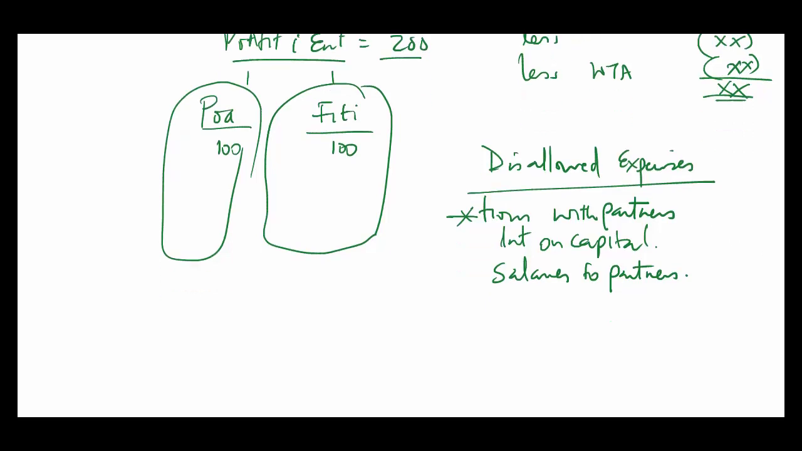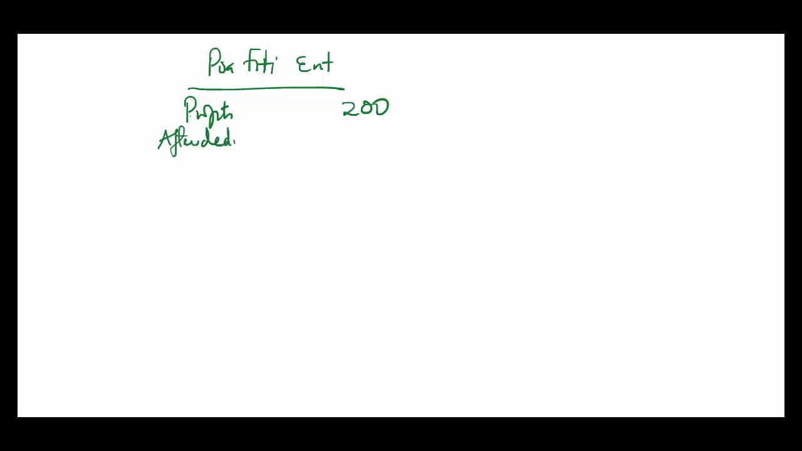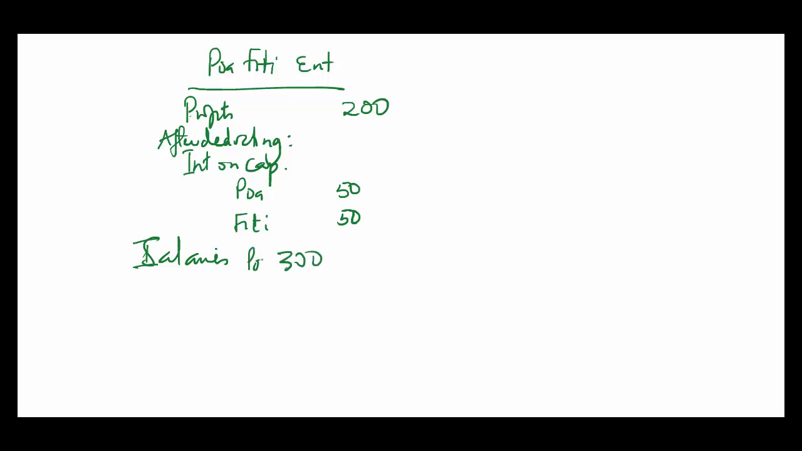So assuming in the same scenario where we had Poa Fiti Enterprises, then they tell you their profits is 200, but this one, you're told that this one is after deducting interests on capital, where Poa and Fiti paid themselves each 50/50, as well as salaries of, let's assume, 300 each. So Poa 300, Fiti 300.